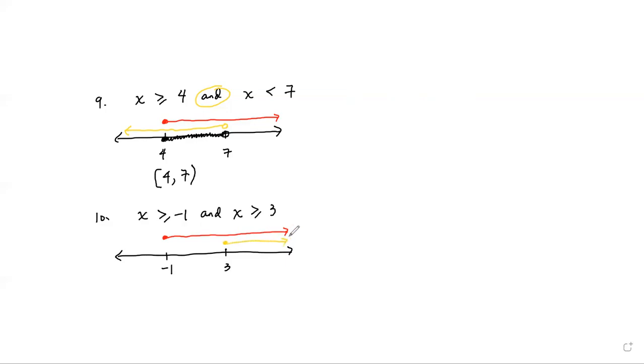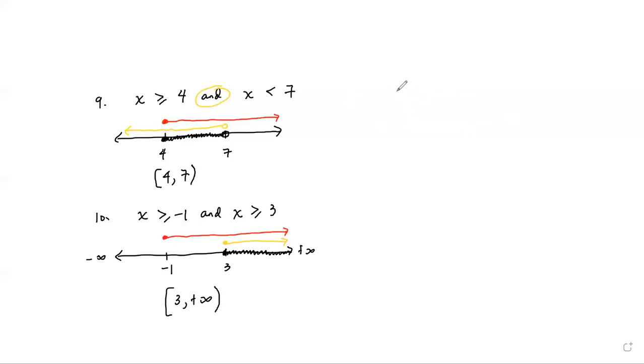So if we get the intersection, it would be x equals 3 and then everything to the right side of 3. Which means that in interval notation format, this is written as 3 comma up to positive infinity. 3 is included, so it will be preceded by a bracket symbol, and the positive infinity will be followed by a parenthesis.